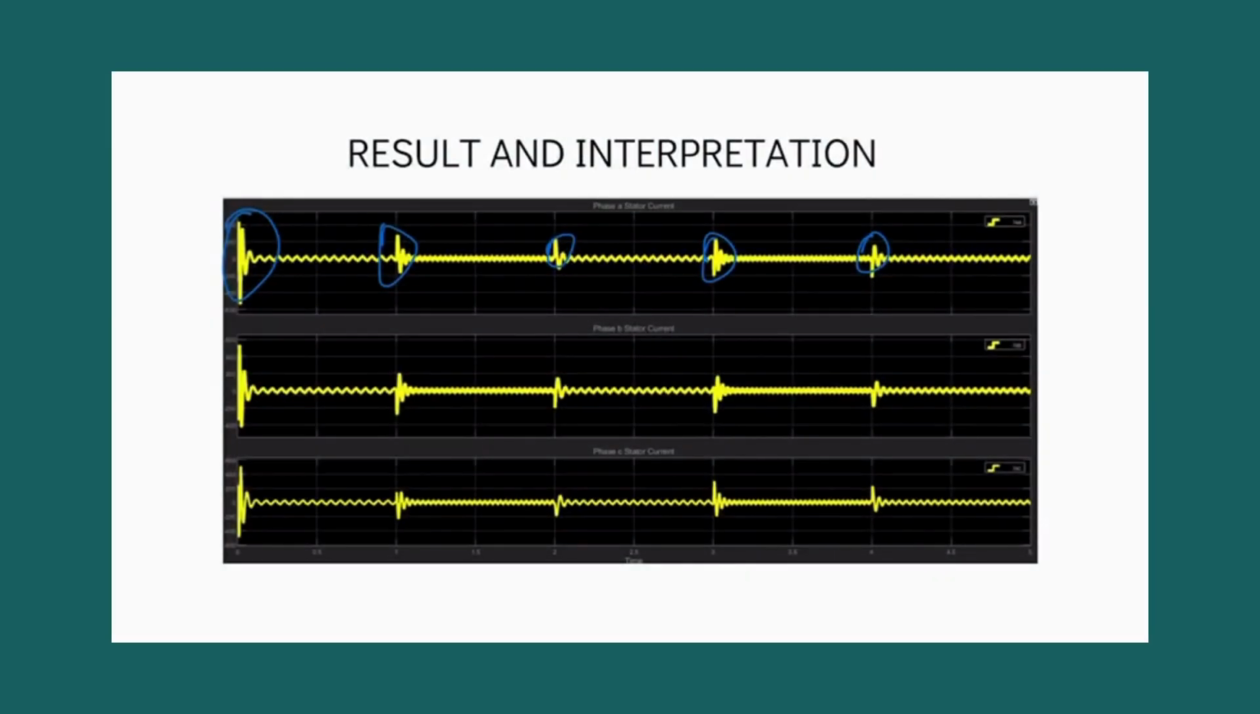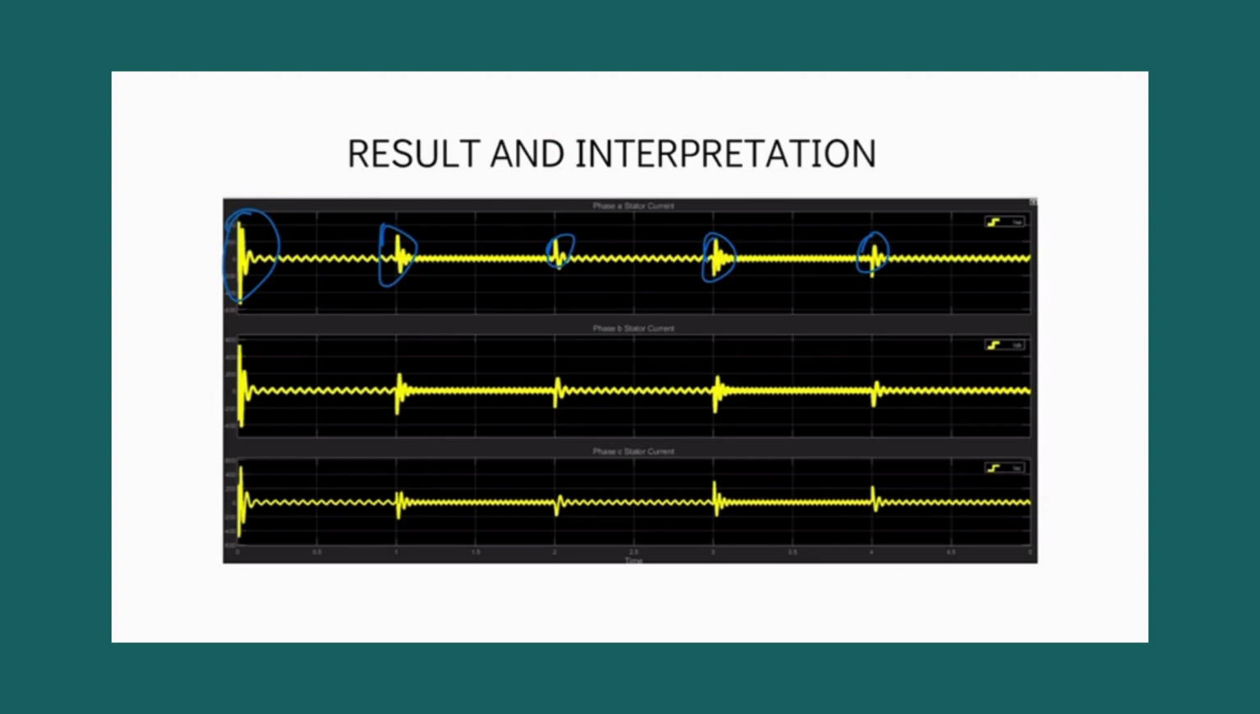So for the next part, we're going to be talking about the result and interpretation. When we ran our Simulink, we got three graph results that we want to look at. The first of all is the three-phase current, phase A, phase B, and phase C.